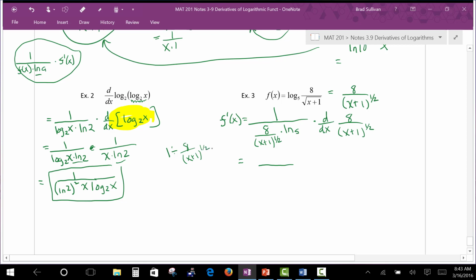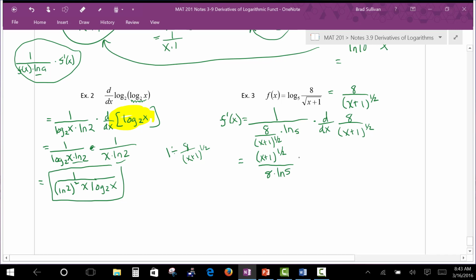Okay, so if you think about this, when you flip that and multiply, you're going to have (x plus 1) to the 1/2 over 8. And that ln 5 is just going to stay where it is, in the bottom. You can do that in your head if you want to. You're doing 1 divided by a fraction, so it's 1 times the reciprocal, right?